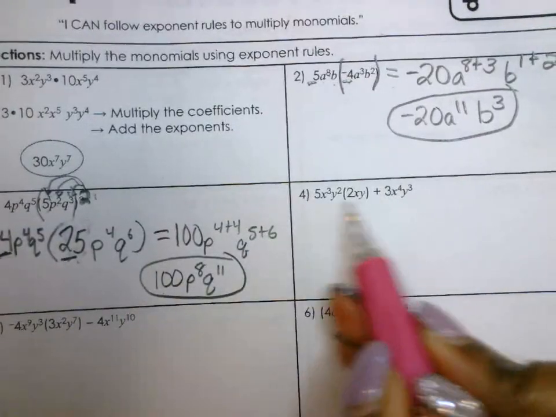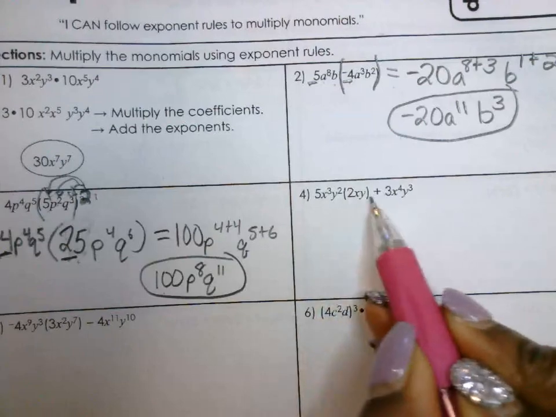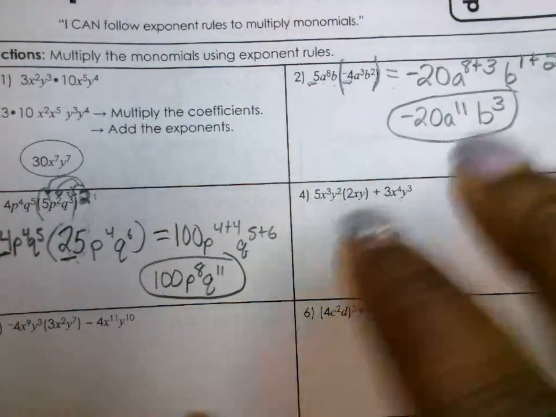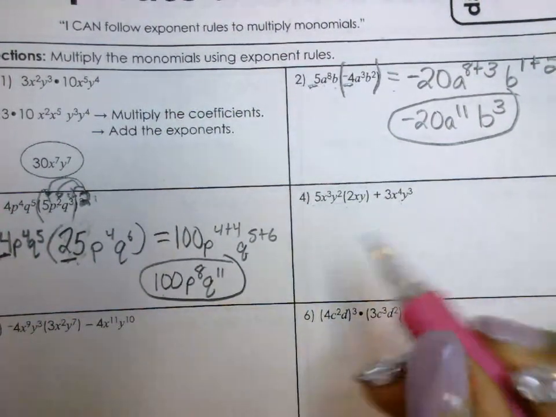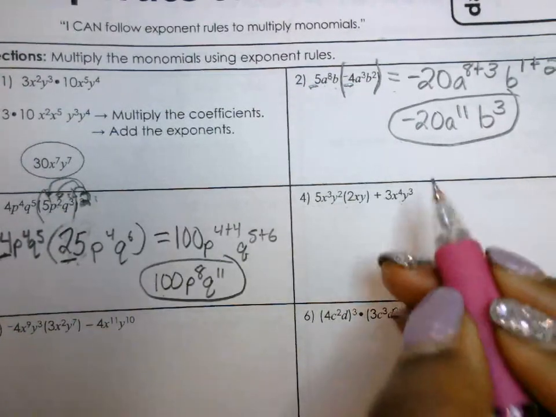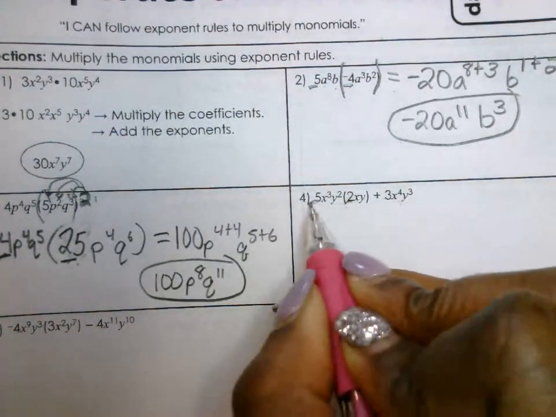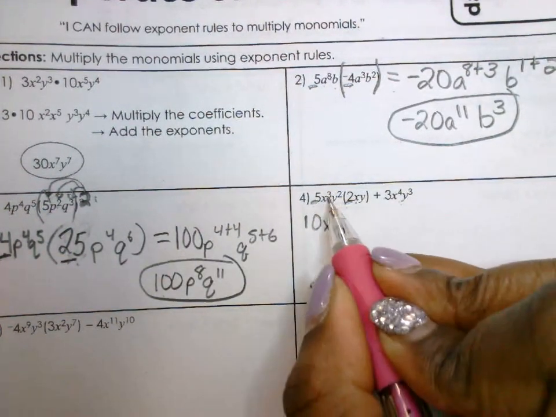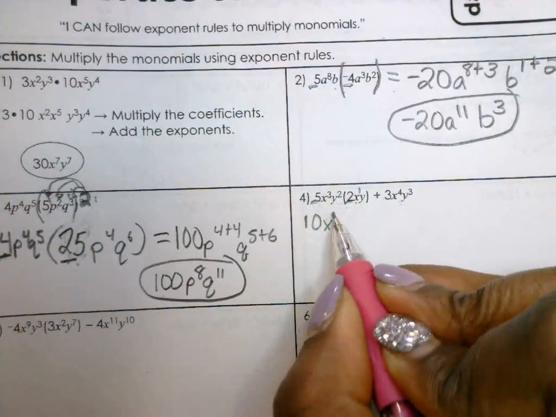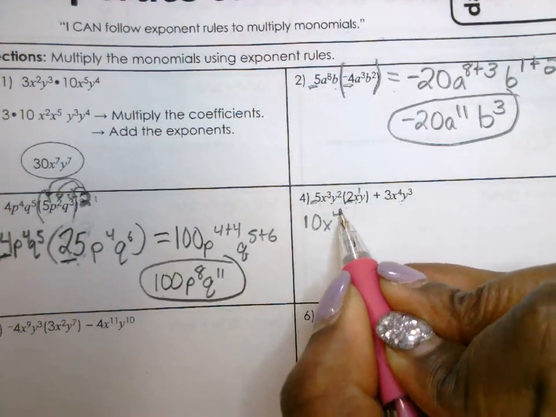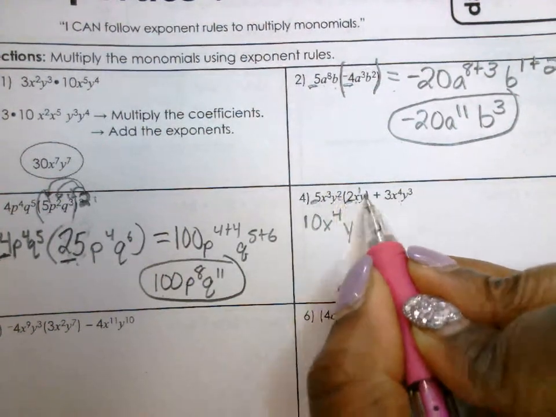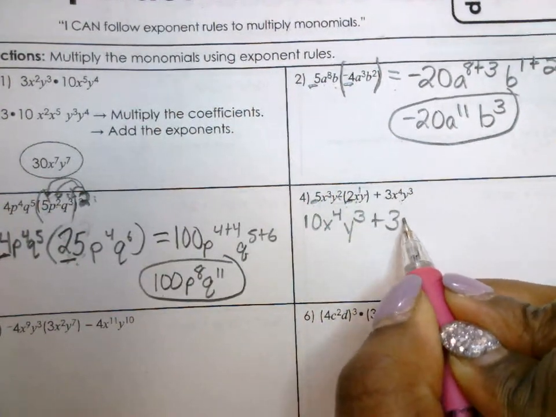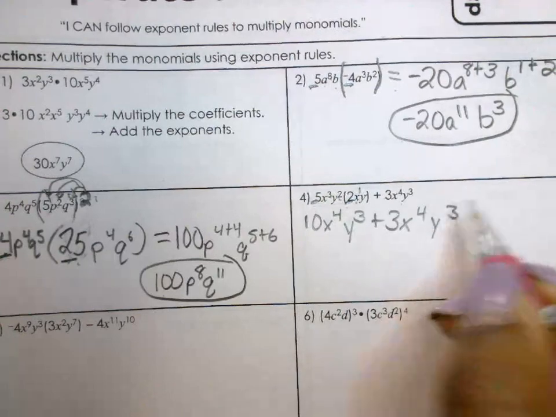When you multiply, okay, multiplication is different from adding. You're going to multiply first. You can only add the terms if they are alike. If they're not alike, leave it as is. Okay, so let's do this one. Let's multiply the numbers first. What is 5 times 2? 10. Then we have x. We have 3 plus 1. What's 3 plus 1? 4. We got y. 2 plus 1. What's 2 plus 1? 3. Bring down the plus 3. X to the fourth. Y to the third.